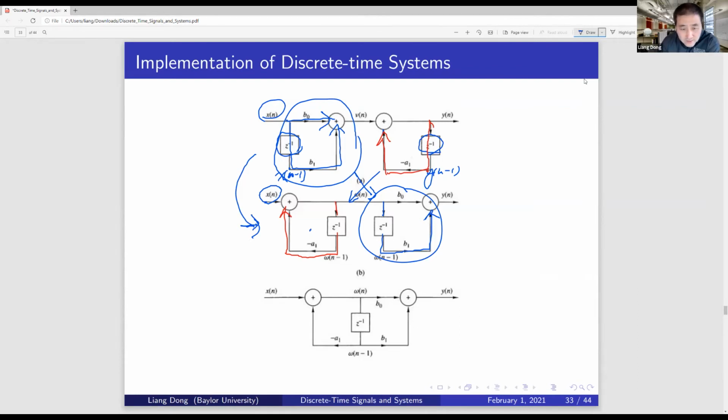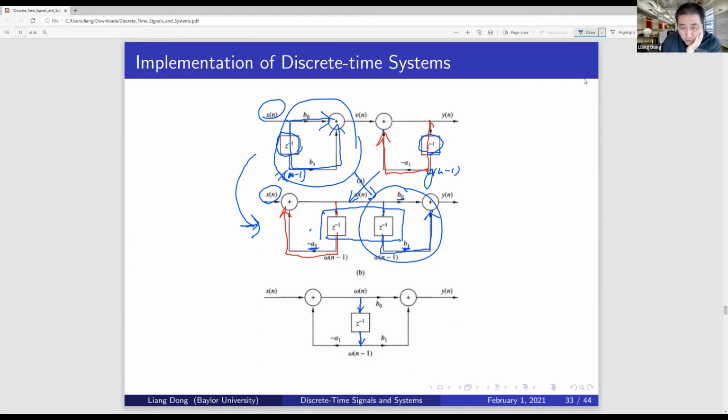So let's look at this picture. Since I swapped the order, it brings the parameter here. So this parameter is negative a1, and the parameter on this branch is b0, and on this branch is b1. I just moved the exact same system from left to right, right to left. In this case, I can combine the middle two delay units as one.